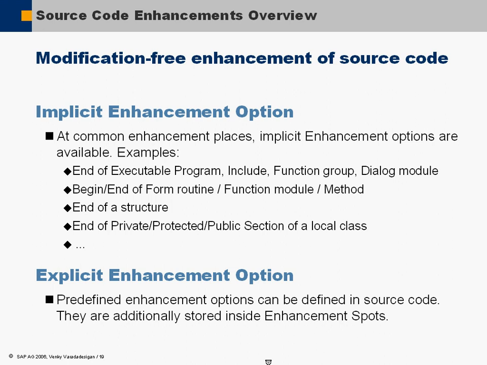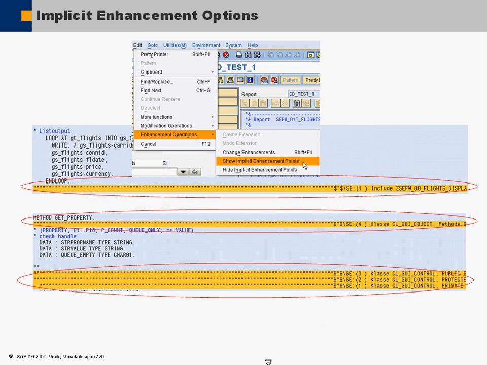So what about explicit? Explicit, as the name says, unless SAP provides it, the customer will not be able to implement it. So at predefined places, SAP provides these explicit enhancement options. Let's take a look at an example of implicit enhancement options. For example, here, if you want to know what are the implicit enhancement options or points available in a given program, all you have to do is, in the editor, go to Enhancement Operations, Show Implicit Enhancements, and so you will get these comment lines.